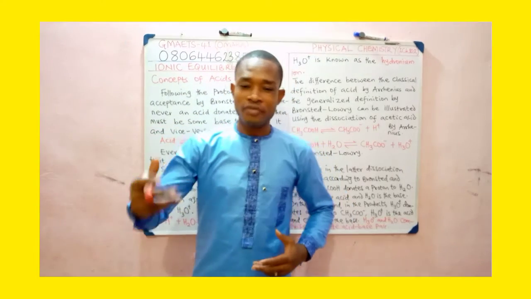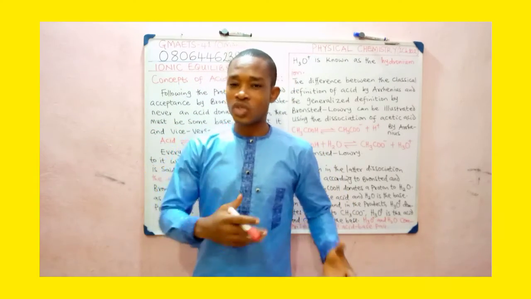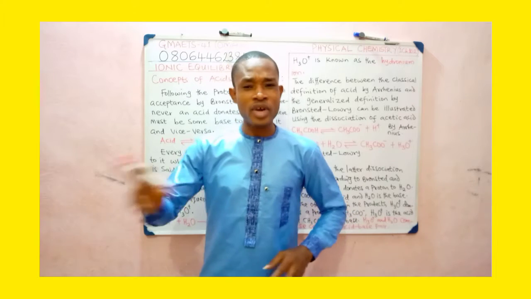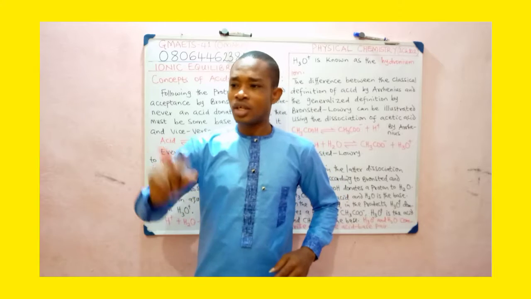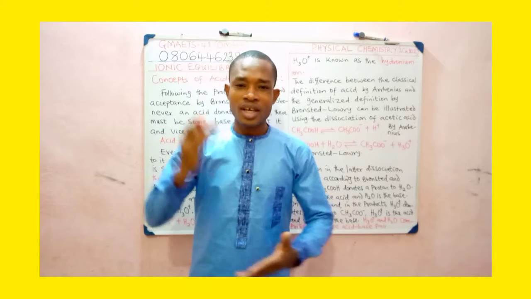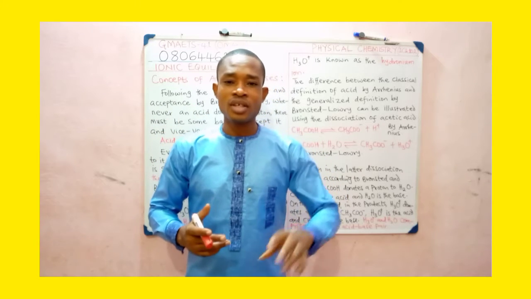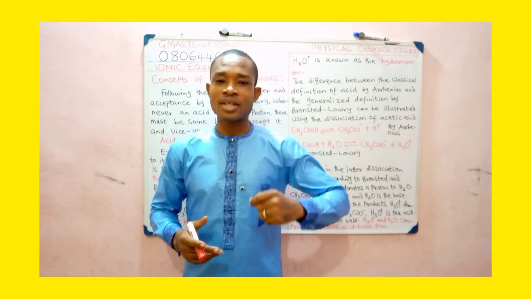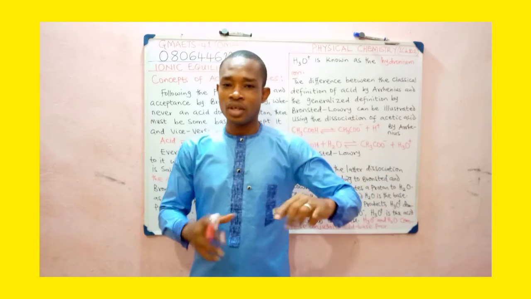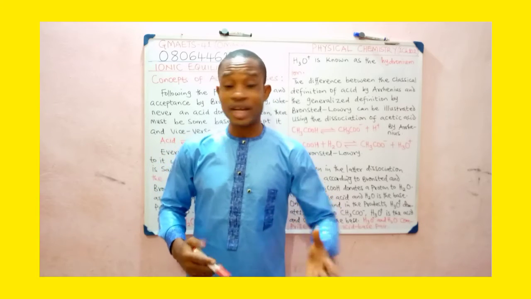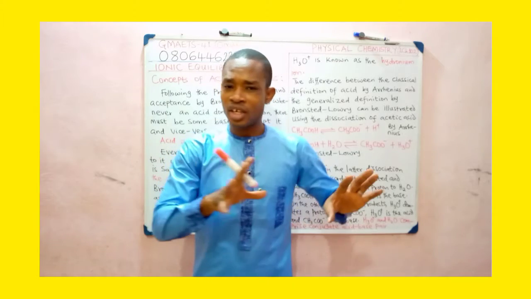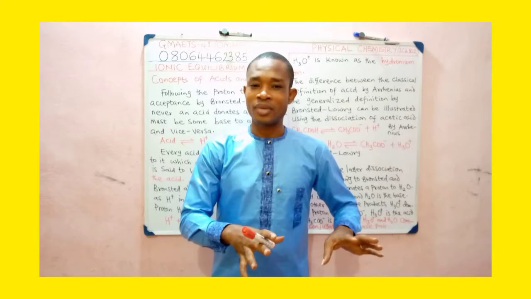Previously, we looked at the definition of an acid and a base by Arrhenius, a classical definition. Specifically, the point we pick from there is that, according to Arrhenius, an acid is a substance that donates hydrogen ion in solution, while a base donates hydroxyl ion, that's hydroxide ion, OH negative, in a solution.